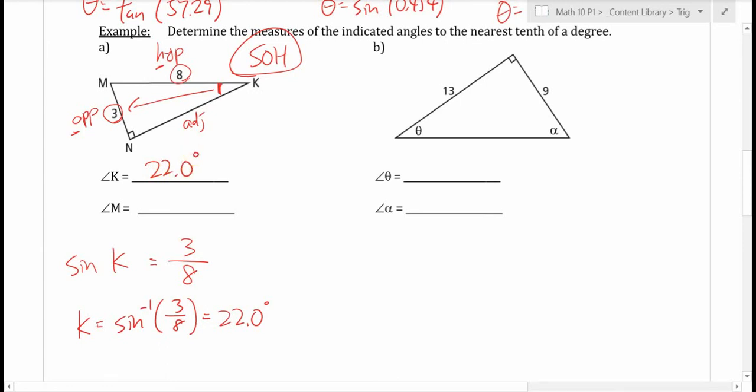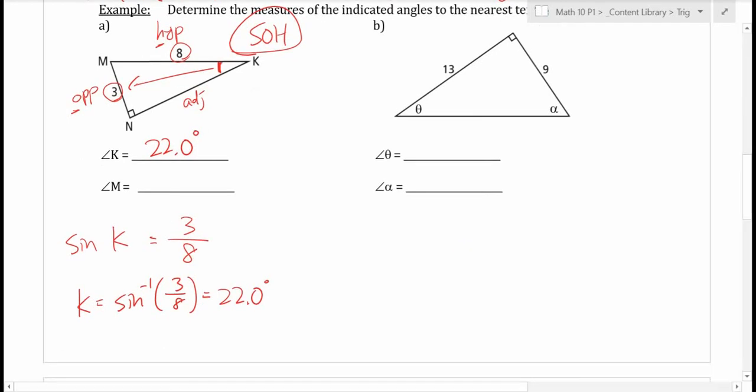Now for M, you don't have to rename the sides using angle M, because in a triangle, we know the angles add up to 180 degrees. So to solve for angle M, we already know the triangle is 180 degrees, angle N is the right angle, so 90 degrees, and we just solved for K, which is 22 degrees. If you just subtract them, you should get 68.0 degrees.